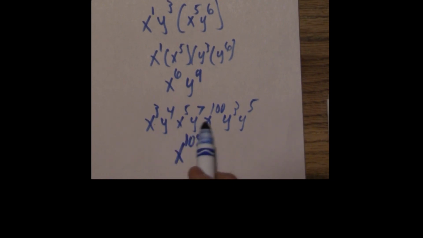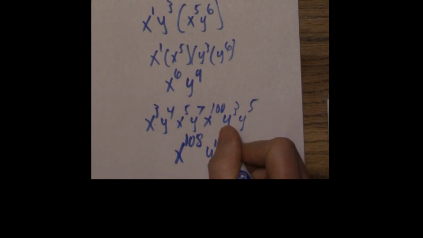And then we can do the exact same thing with the y's. You look at the y to the 4th, y to the 7th, that's going to give you y to the 11th. Y to the 11th times y to the 3rd is going to give you y to the 14th. Y to the 14th times y to the 5th is going to give you y to the 19th.